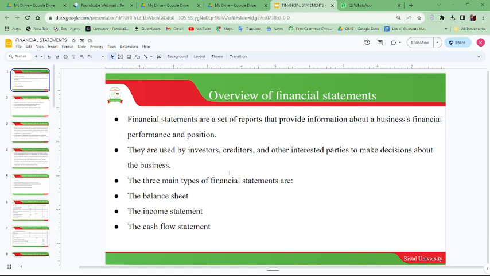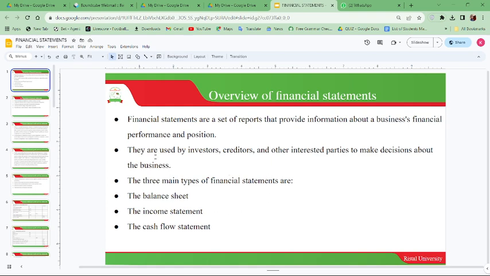So basically, a financial statement gives a report about the business's financial performance. It gives a report on how the business performs and the position of the business: is it making a loss, is it making a profit, are the incomes coming in, or are we spending more. So it gives that overview.